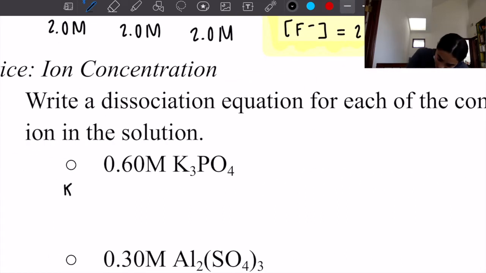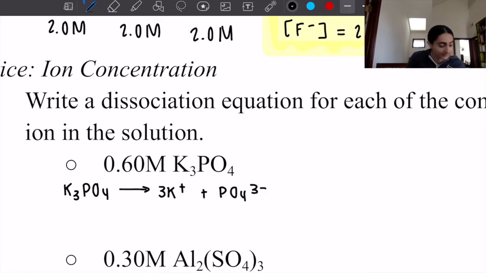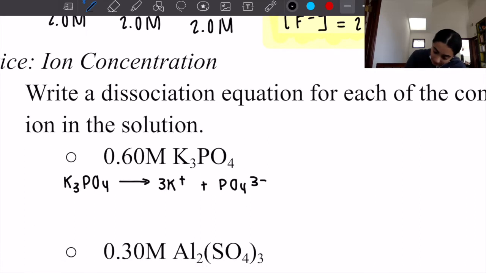So I'm going to first write out my dissociation equation, because I like writing it out and then putting the concentrations underneath. So if I have K3PO4, we have a 3 in front of the potassium. So that is going to be 3K+ plus PO4 3-, because phosphate has a 3- charge. So our concentration of the solution is 0.60 molarity.